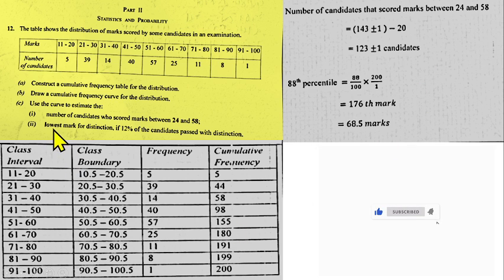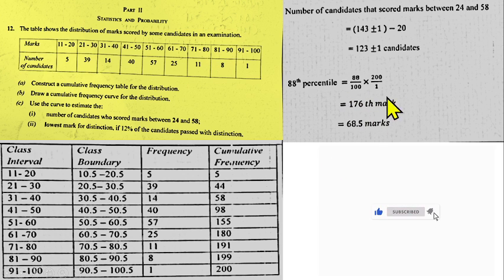Then also you have to get the lowest mark for distinction if 12% of the candidates pass with distinction. So if 12% pass with distinction, how many students fail to get distinction? That means 88% will fail, because if 12% pass, then 100 minus 12 gives us 88. So that means 88% failed, and that should give us the 88th percentile. That will be 88 over 100 times the total frequency, 200, and that should give us 176, and that's the position of it.